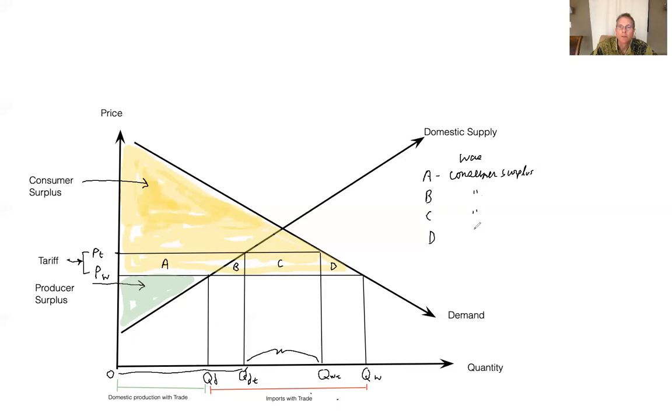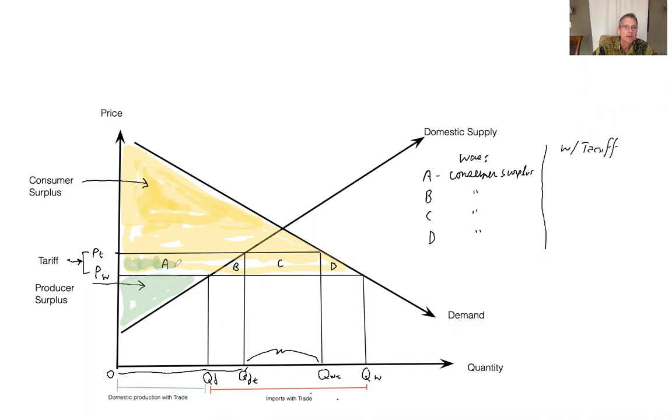A, B, C, D. Okay, so all of them were consumer surplus. Now, when you add the tariff, the question is who gets them? And A here is going to be pretty straightforward. A is going to become additional producer surplus for the domestic producers.